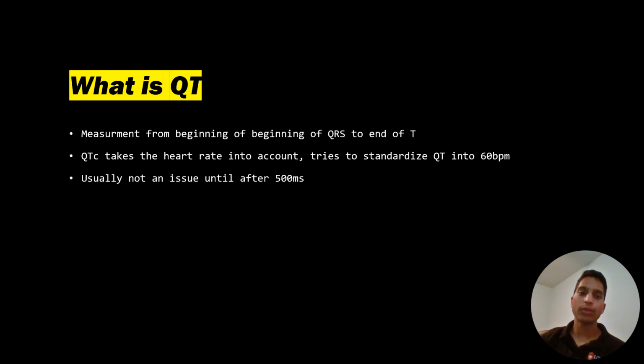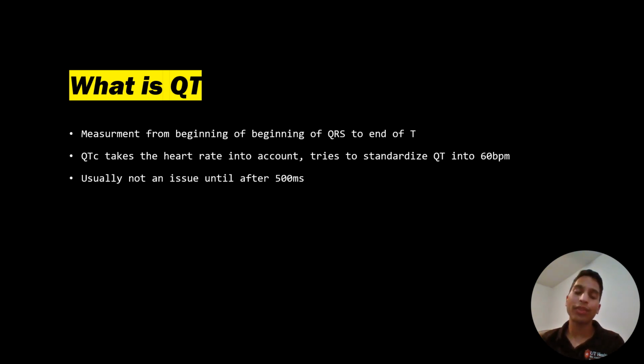Okay, so we can start with what is the QT interval. It is the measurement from the beginning of the QRS to the end of the T wave. This means we're going to be looking at ventricular depolarization all the way to repolarization. So the interval is looking at when the ventricle fires all the way to when it fully relaxes.